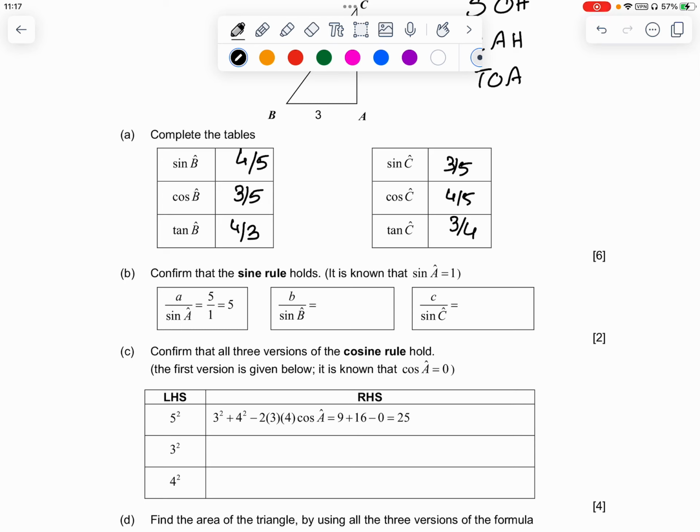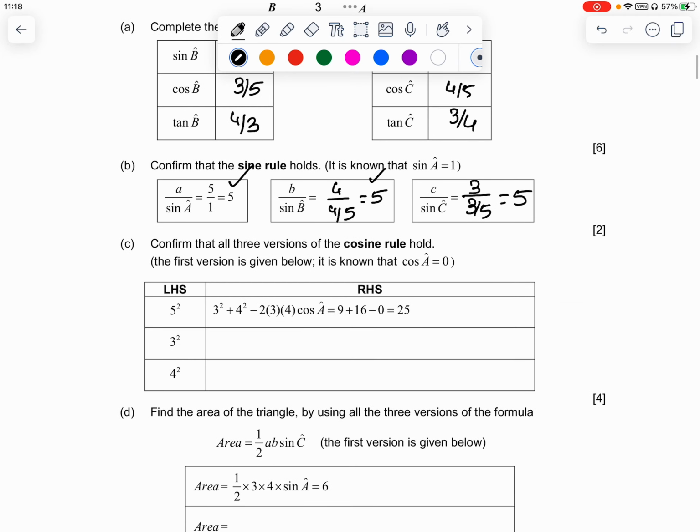Confirm that the sine rule holds. It is known that sine A equals 1. So A upon sine A equals 5 upon 1, which is 5. So B upon sine B, B is 4, upon sine B, 4 upon 5, which equals 5. So we are going to get the same answer. C upon sine C, C is 3, sine C is 3 upon 5, that is 5.